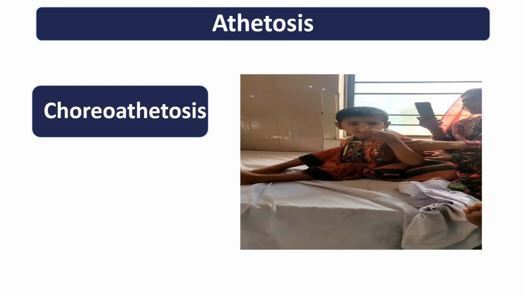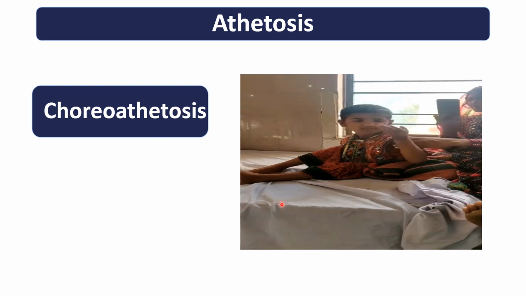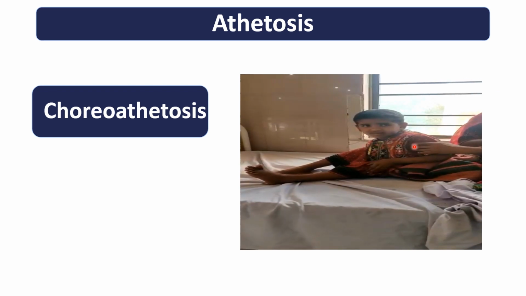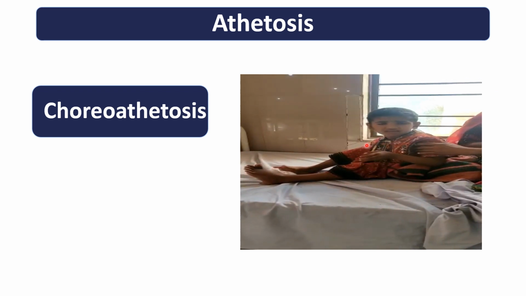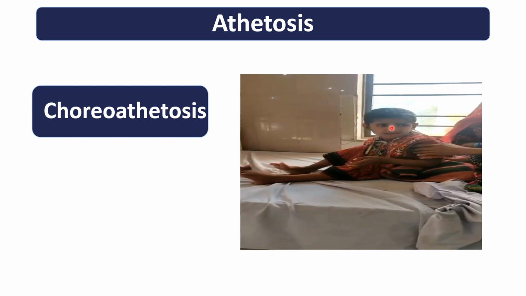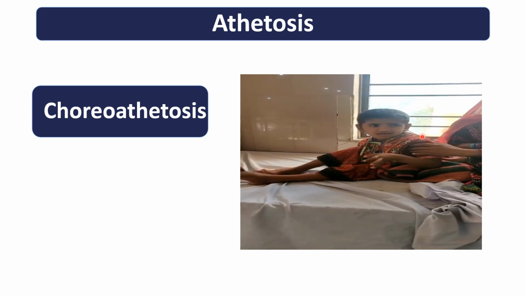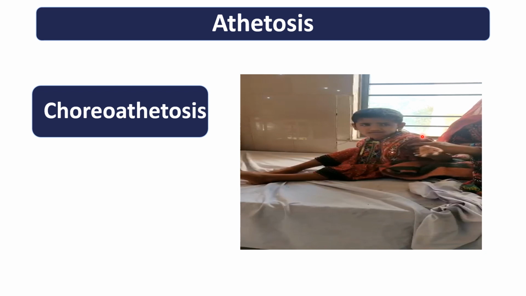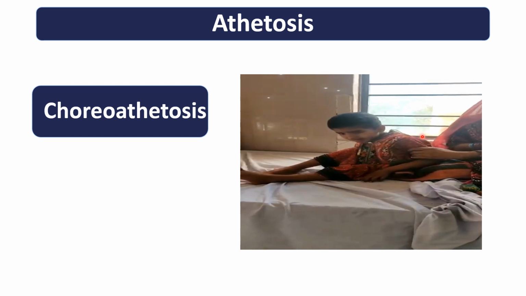Whenever a child is having both characteristic patterns of movements, chorea and athetosis, we label it as choreo-athetosis movement. In this video, you can see the child is having abnormal movement of the distal extremities of the upper limb and the lower limb, also having twitching of the face. Child is having a combination of chorea and athetosis, labeled as choreo-athetosis.